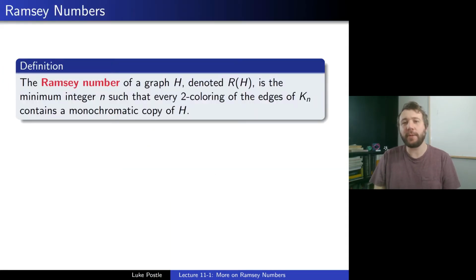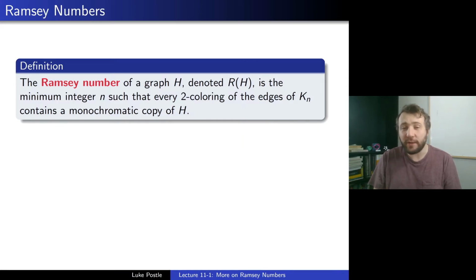So to remind you what a Ramsey number is, the Ramsey number of a graph H, denoted R(H), is the minimum integer n such that every two coloring of the edges of K_n contains a monochromatic copy of H. This is part of our discussion about finding structure in disorder.